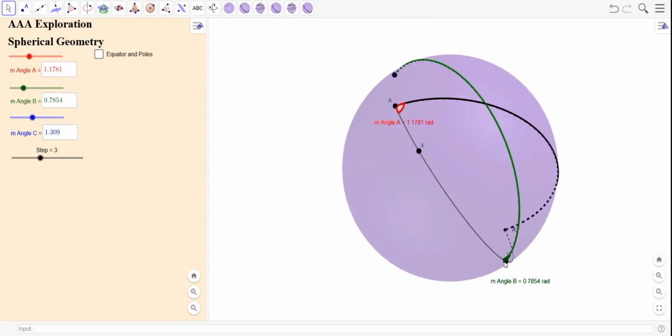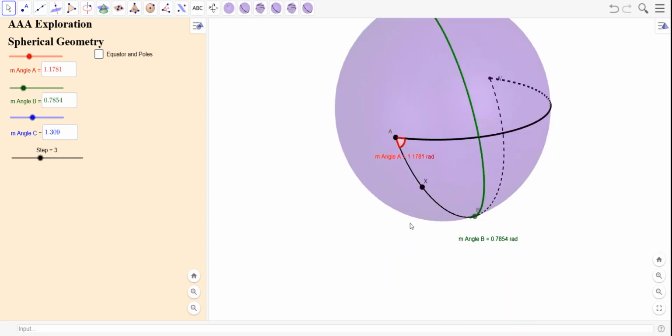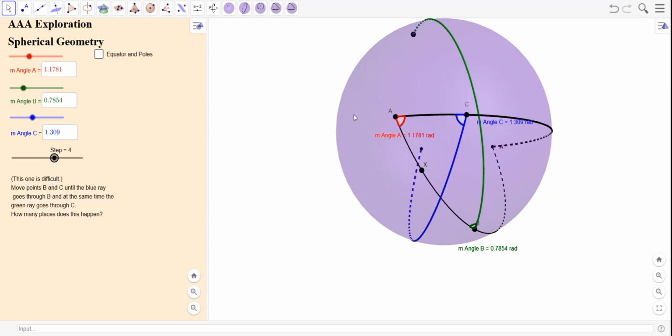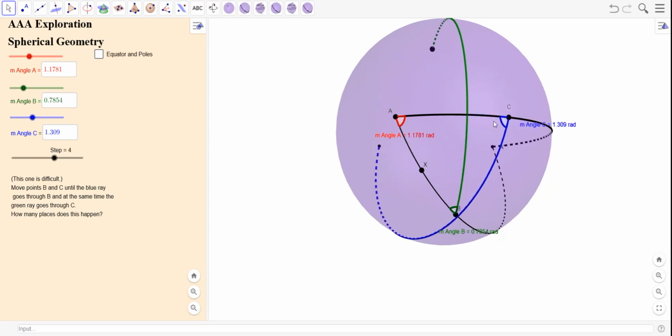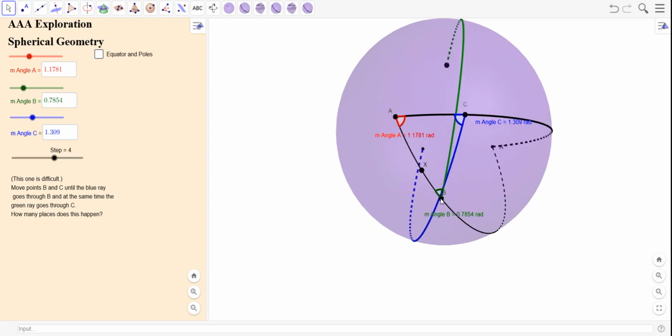Now, on the other hand, we have another point on the other ray, and we have an angle there. The problem is this blue one needs to go through this point, and this green one needs to go through that point. So it's easy to fix one of those things or the other, but it's not so easy to fix them both. See, it's like the hyperbolic case.